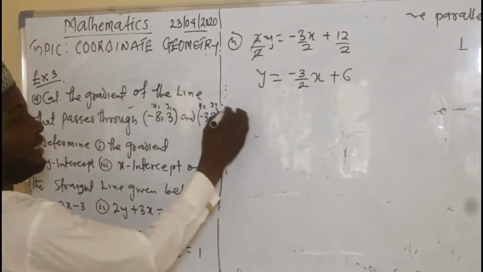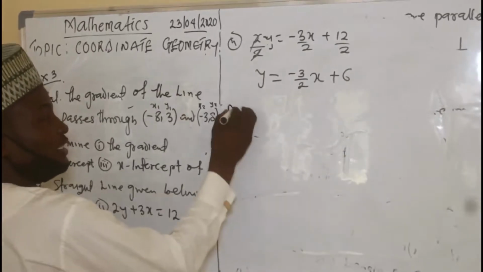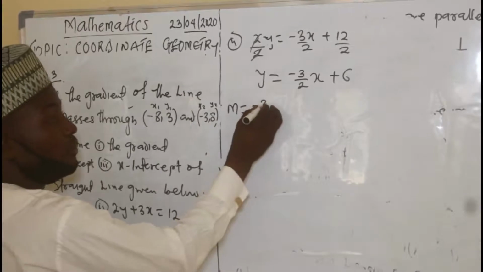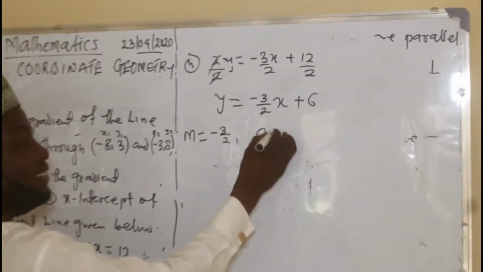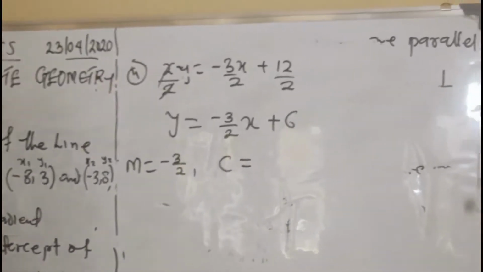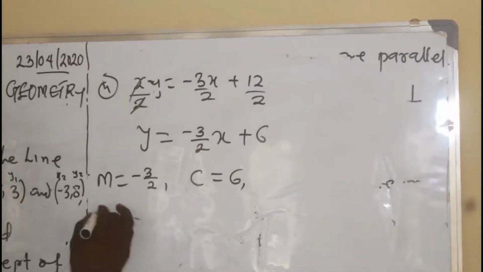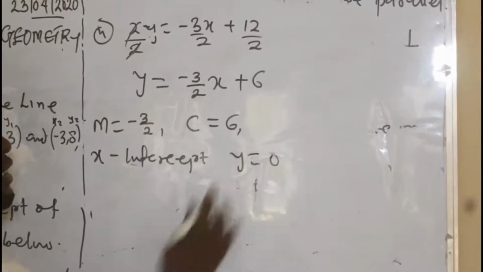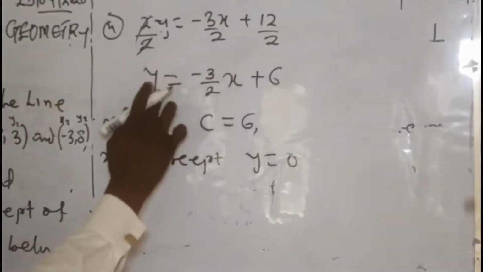Simple. So now what is our m? After you have made y the subject, m is equal to the coefficient of x, which is our gradient. So it's minus 3 over 2. What is our c? Our c is y-intercept. It's equal to 6. Then how do we get our x-intercept? X-intercept is when y is equal to 0. Substitute y is equal to 0 here.